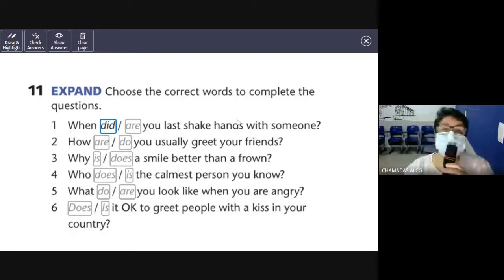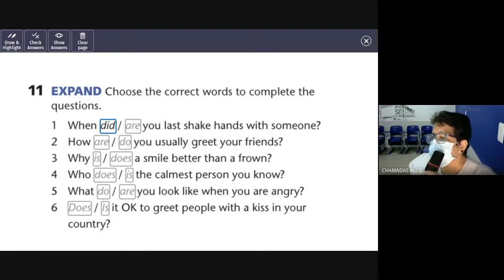I don't even remember. Do you remember the last time you shook hands with someone? I don't really, because we've been in this pandemic for like 2 years now. So I think 2 years or even more. Yeah, the last time I shook hands with someone, 2 years. What about you? Do you remember the last time you shook hands with someone?